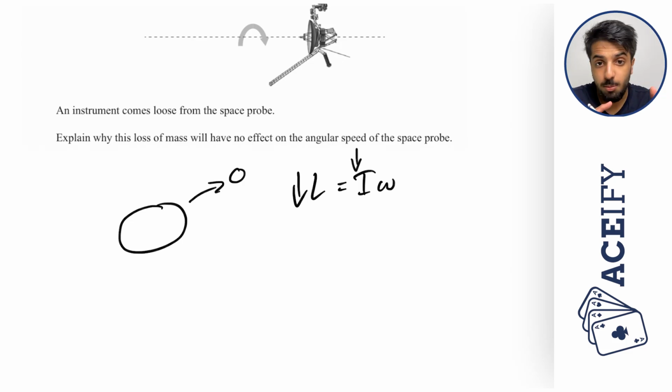Now, because the angular momentum of the space probe has decreased and also the rotational inertia has decreased, this means that the angular velocity can remain the same. And so you can write that in words.